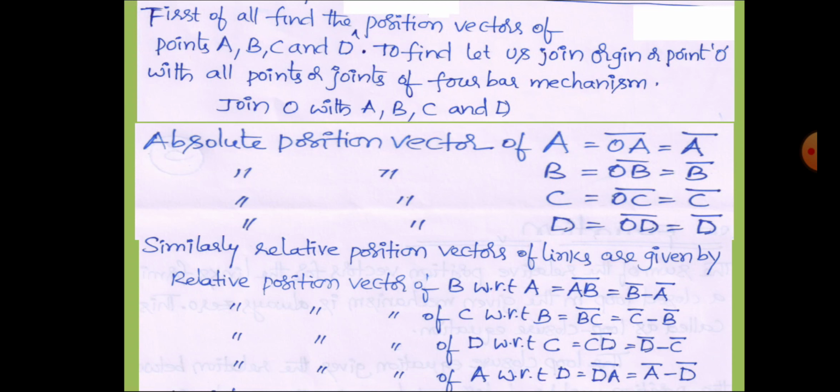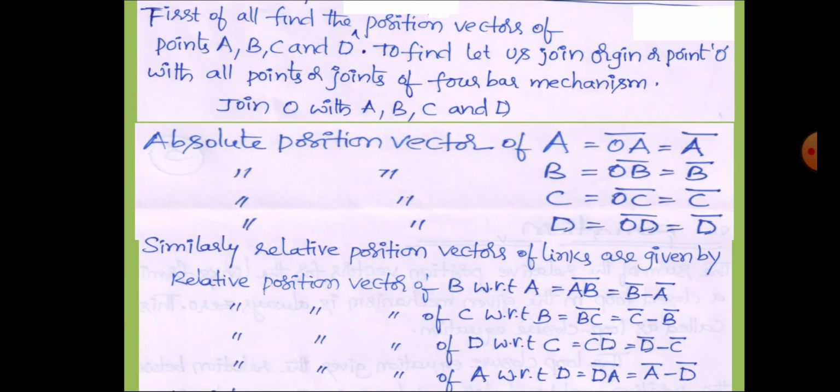Similarly, I can find the absolute position vectors of the point B. That is nothing but I have to join O with B. That gives OB bar or simply B bar. Then point C, that is OC bar, is equal to C bar. And D is equal to OD bar, that is equal to D bar. So these four are the absolute position vectors of the points, which I got by connecting these points with the origin O.